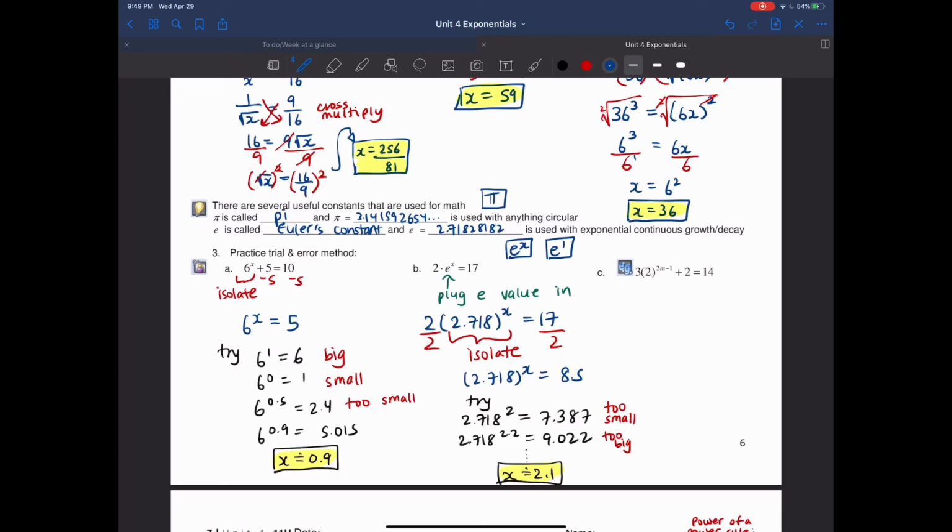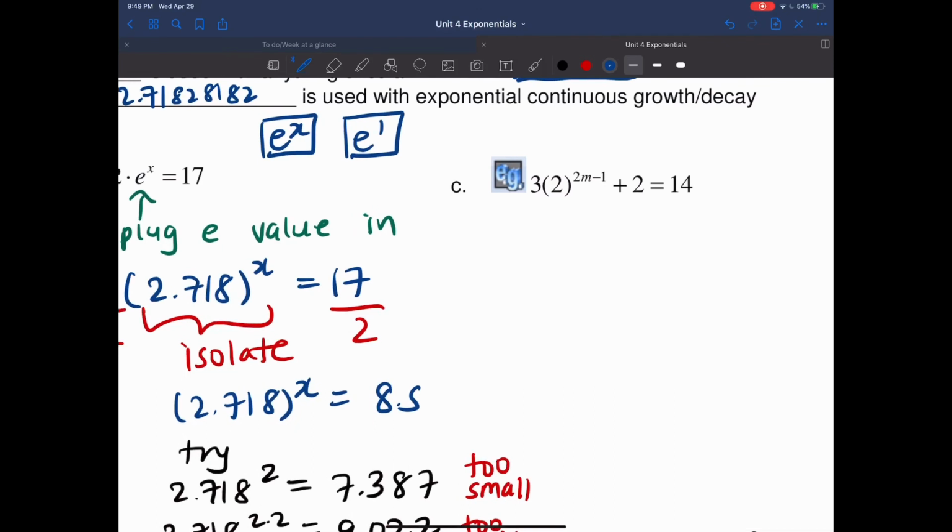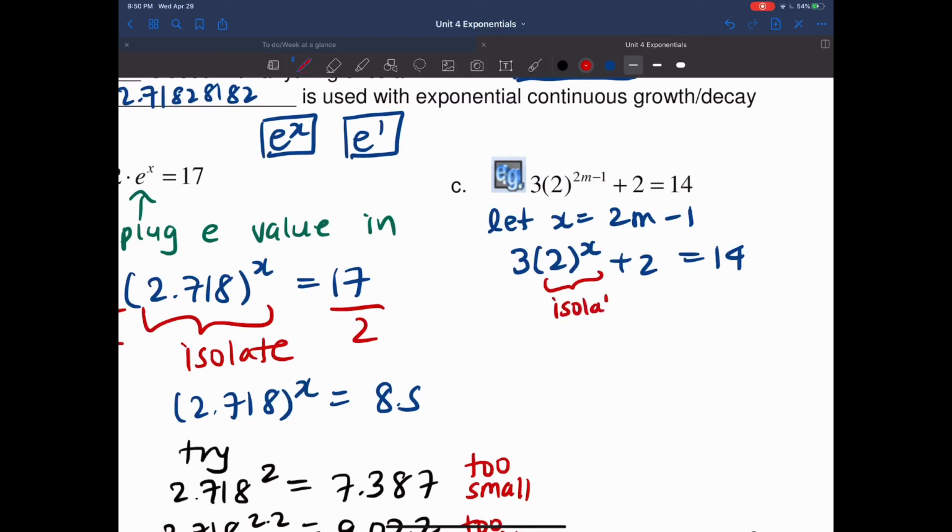Question C. So we have this fancy equation going on with everything going on. And so sometimes when we see things that are complicated, and we've seen these kind of examples in previous units, I'm going to let x equal 2m minus 1. That way I could just treat it as a little x. That way I will have 3, and then the 2 as the base, to the exponent x, plus 2 equals 14. All right, and what I want to do is isolate this part, so that I can eventually get the x by itself.